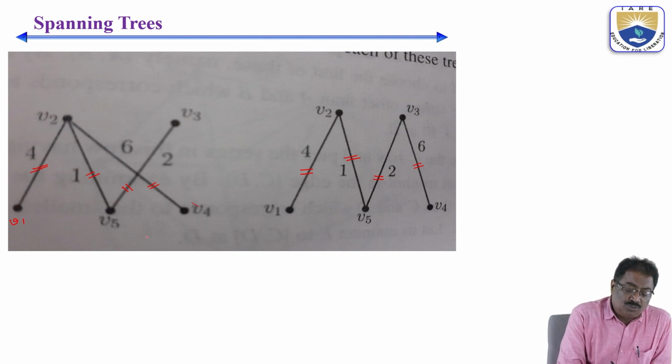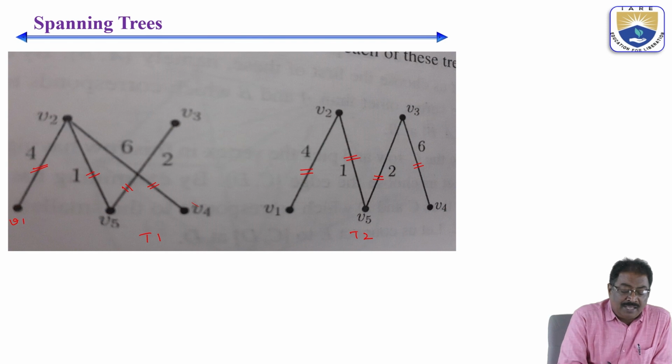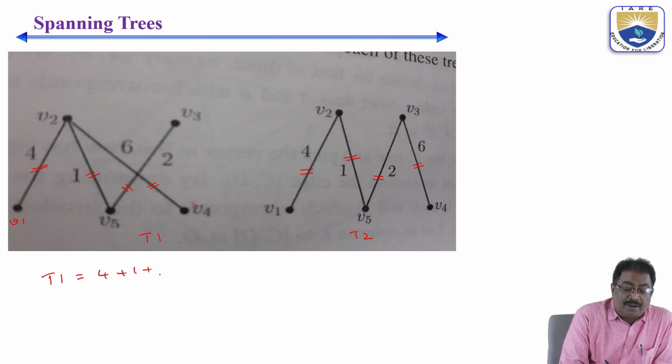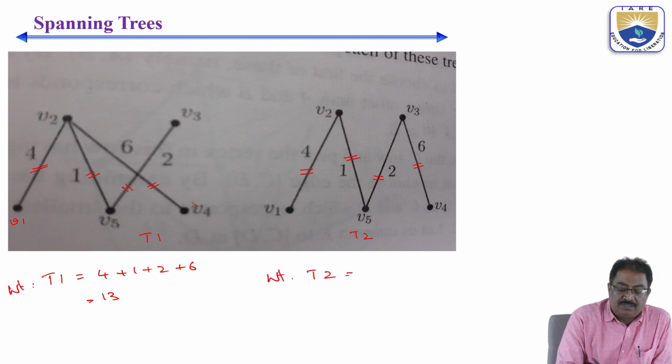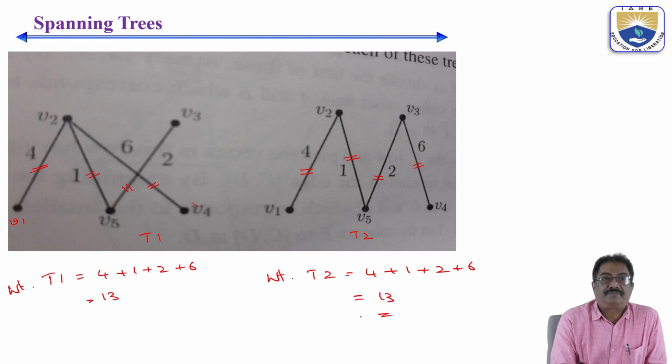So I am having two spanning trees T1 and T2. Anyway, you can consider two spanning trees. Then the weight of the T1 spanning tree is 4 plus 1 plus 2 plus 6, so I am going to get 13. Here, T2 weight is also 4 plus 1 plus 2 plus 6. So we are also having 13 as the weight.